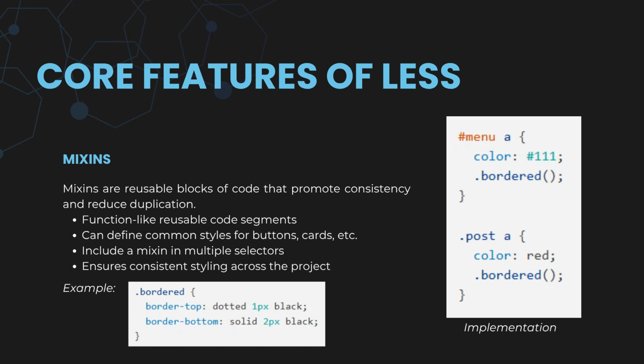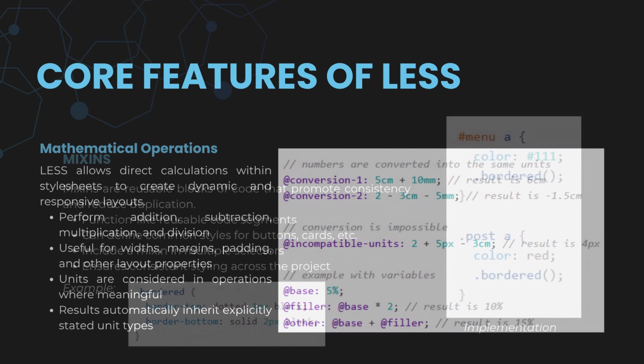Mixins are also powerful in Less. They act like reusable code blocks, similar to functions, allowing common styles like buttons or cards to be reused across multiple selectors. This reduces duplication and ensures consistency.